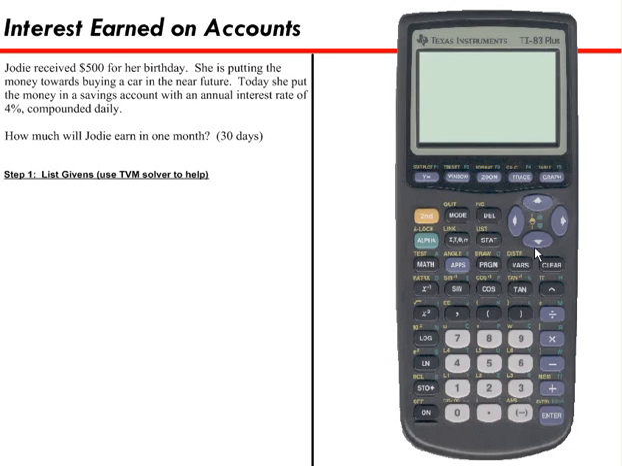To get the TVM solver, I'm going to go to the Apps button. Then I'll hit Enter on Finance. Enter again on TVM solver. And there is a list of some variables that we need to fill in.